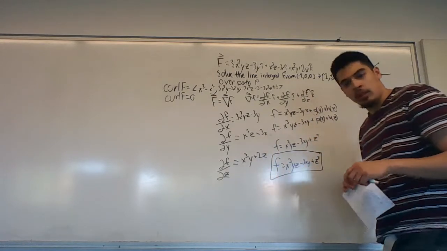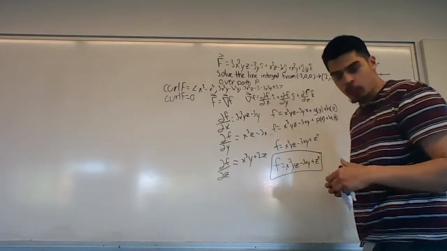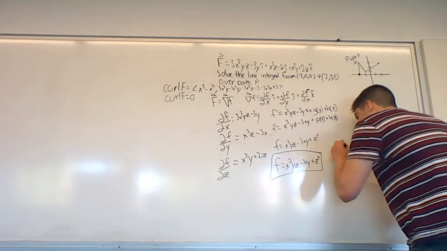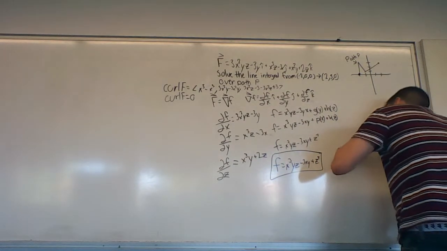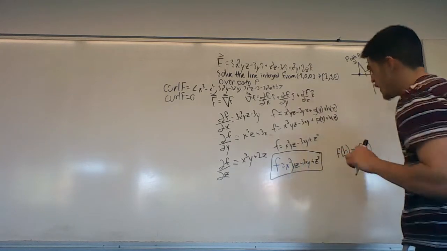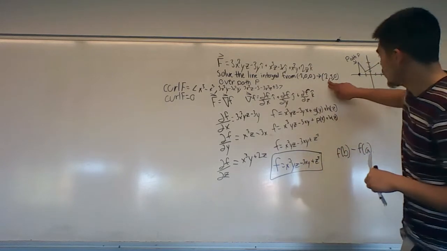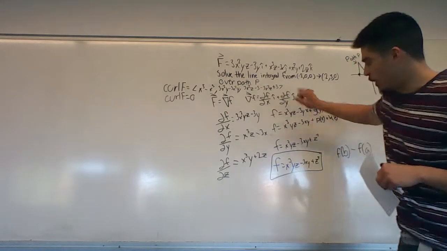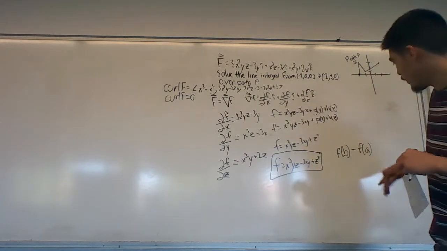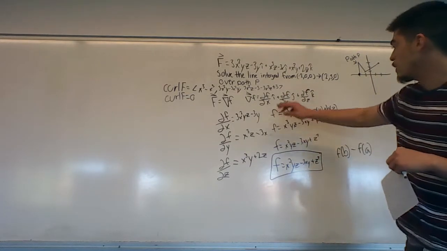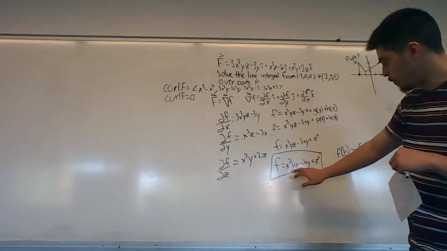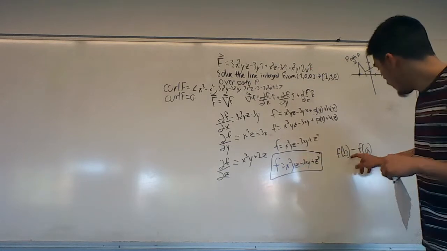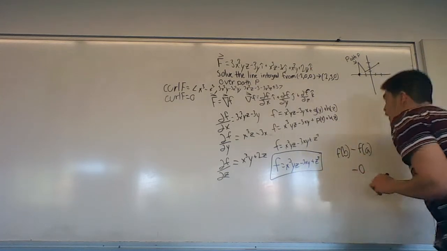And by using the fundamental theorem of calculus, we know that the line integral between two points of some gradient function is just f of b minus f of a. f of b corresponds to this point right here, and f of a corresponds to the first point right here. If we have this function, for f of a we have a zero for y and z, so all three terms will cancel out, so f of a is equal to zero.